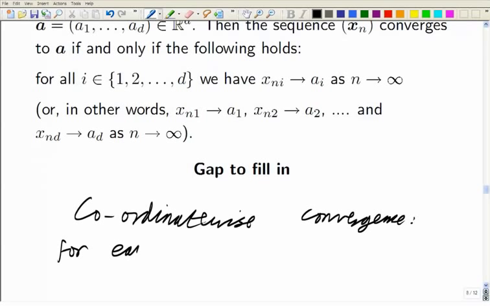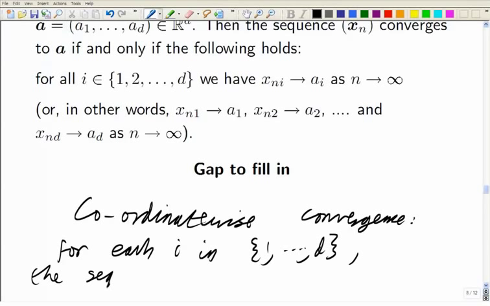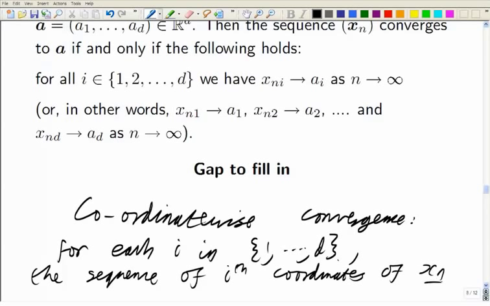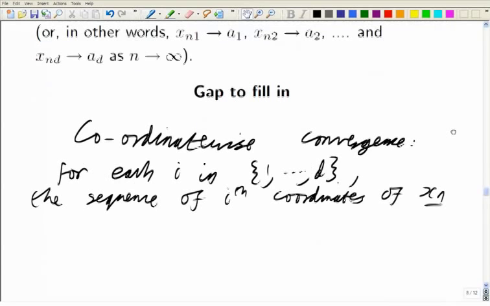For each i from 1 to d, the sequence of ith coordinates of x_n must converge to the ith coordinate of a, the target vector.